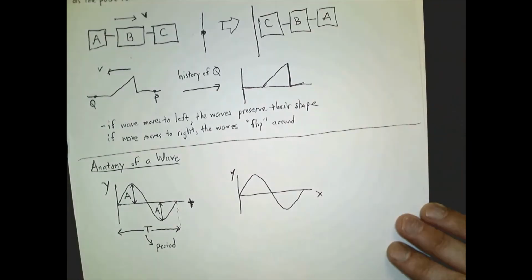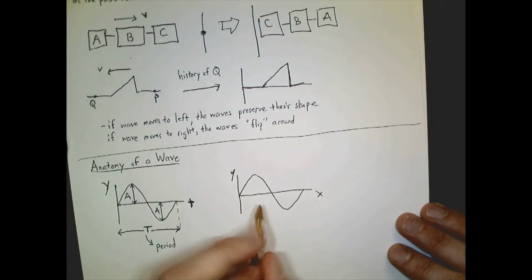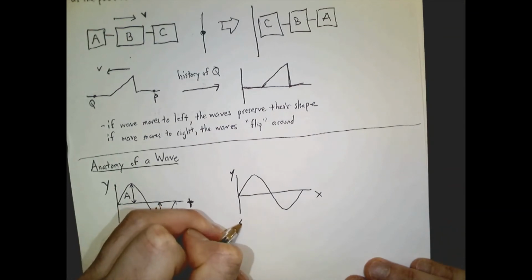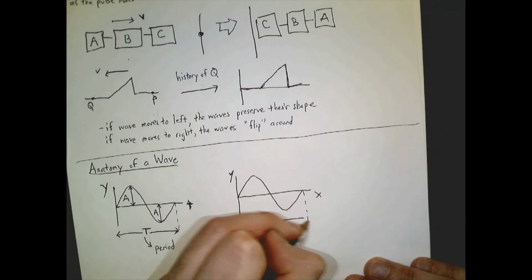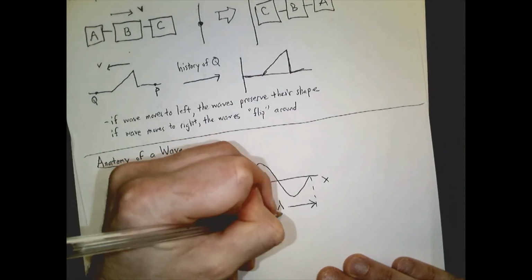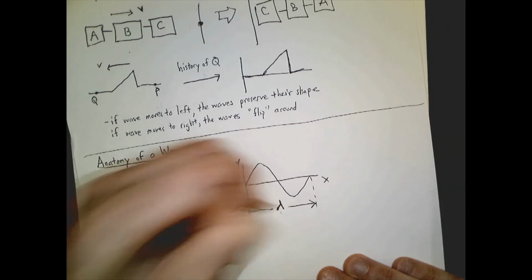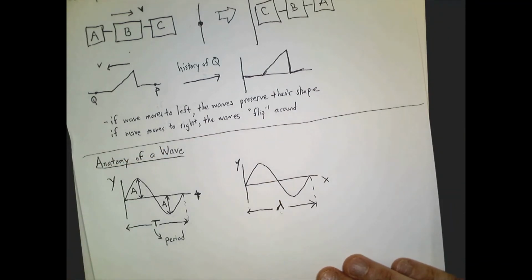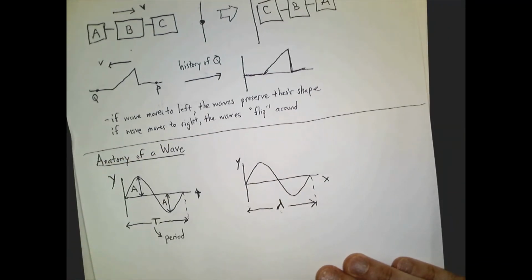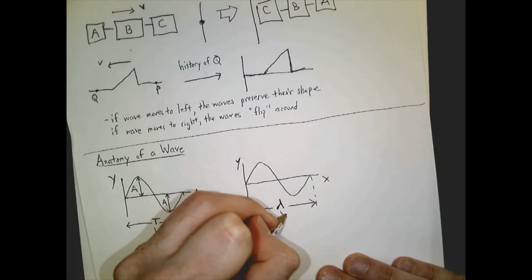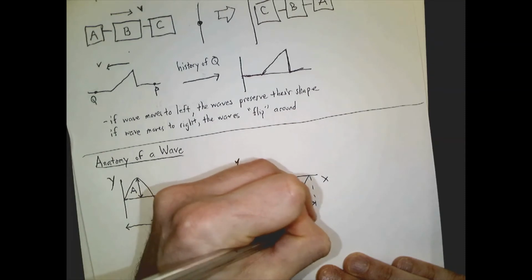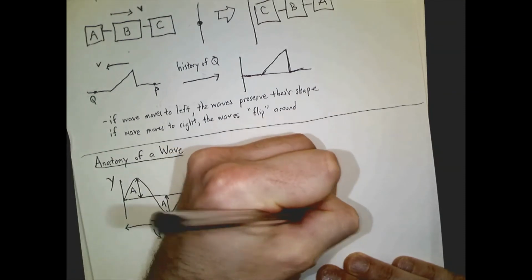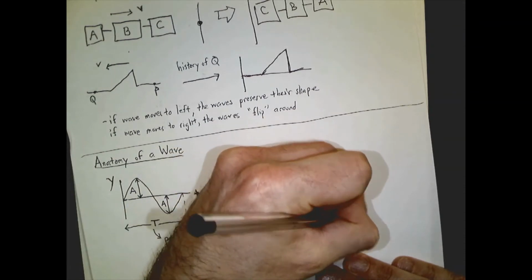When we get to our snapshot graph, the horizontal dimension is no longer the period, as it has to have dimensions of length, and instead we call this the wavelength. This funny symbol here is lambda. It looks like an upside down Y. If you're familiar with the Half-Life video games, you'll know this symbol well, but it is called lambda. And that represents the wavelength of the wave.